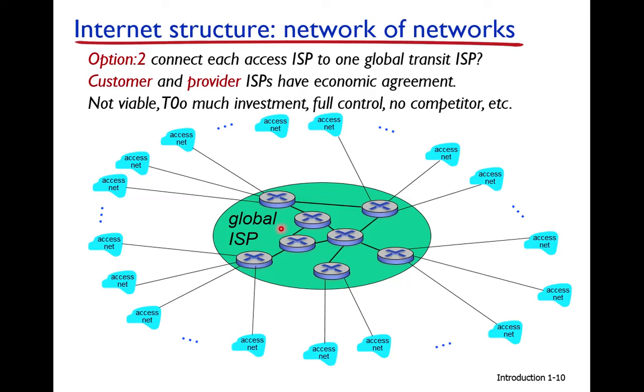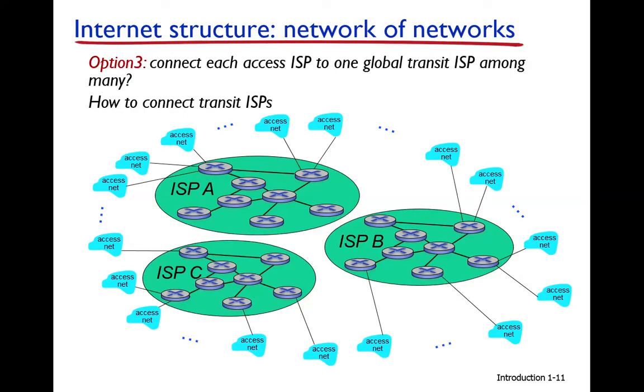So this global ISP is also not a viable option. So option 2 is not workable. Okay, so what could be the option? The option could be like 3. There are multiple transit ISPs. These are called transit ISPs, and they connect the access networks with each other.